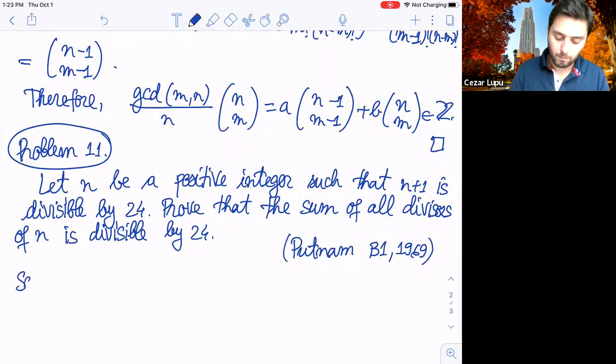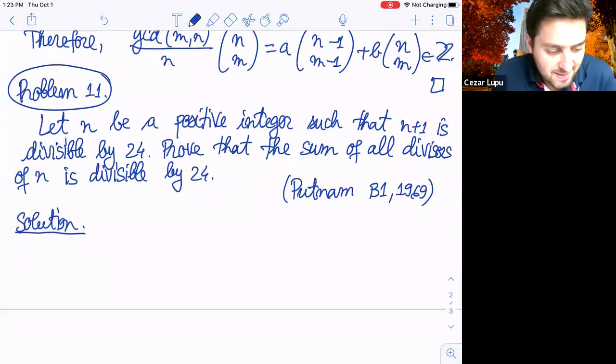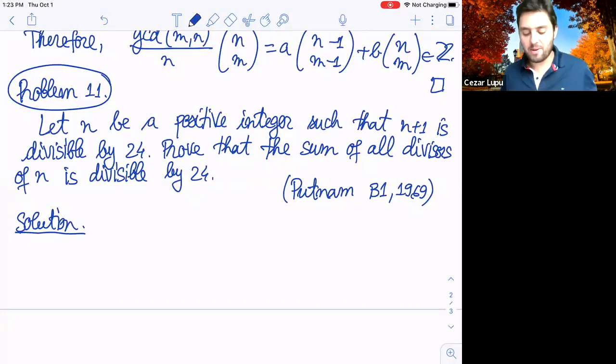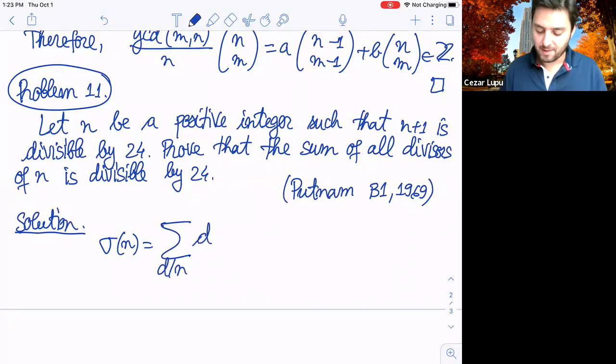Okay. All right. So did you try this problem? So remember that sigma of n, this function, was the sum of divisors function, right?